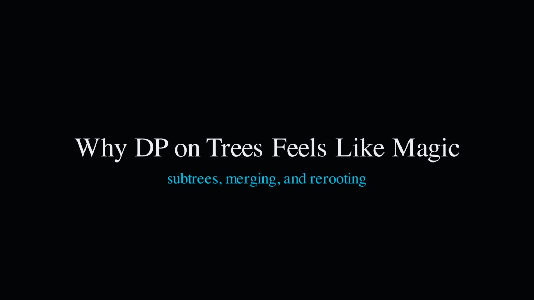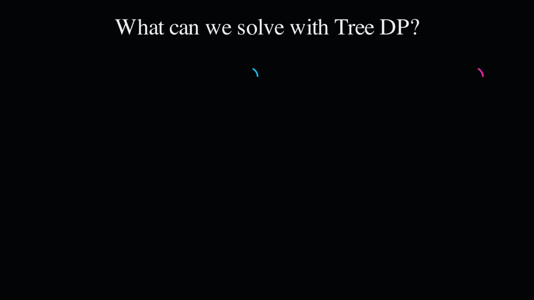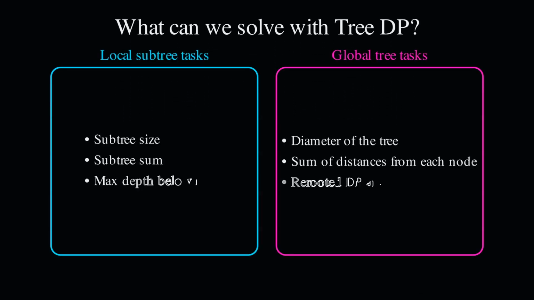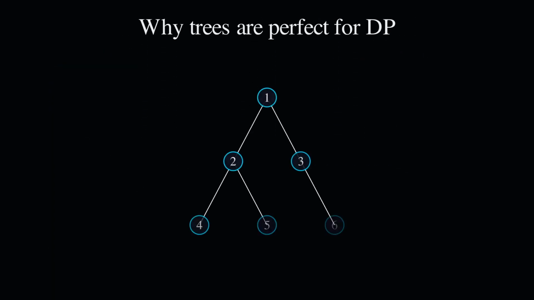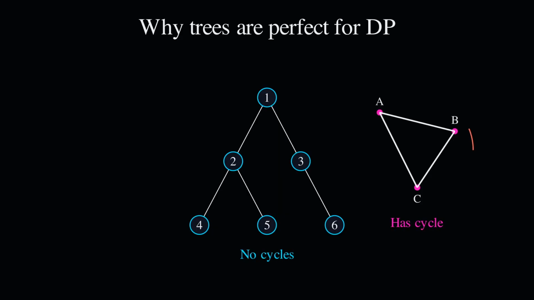With just a few core ideas, subtrees, merging, and rerouting, we can solve surprisingly complex problems that look intimidating at first glance. So what kind of problems are usually used in DP trees? Some problems only care about local subtrees, like computing subtree sizes or sums. Others are global, like finding the tree's diameter or the sum of distances from every node. Thanks to the structure of trees, the same DP pattern unlocks all of these.